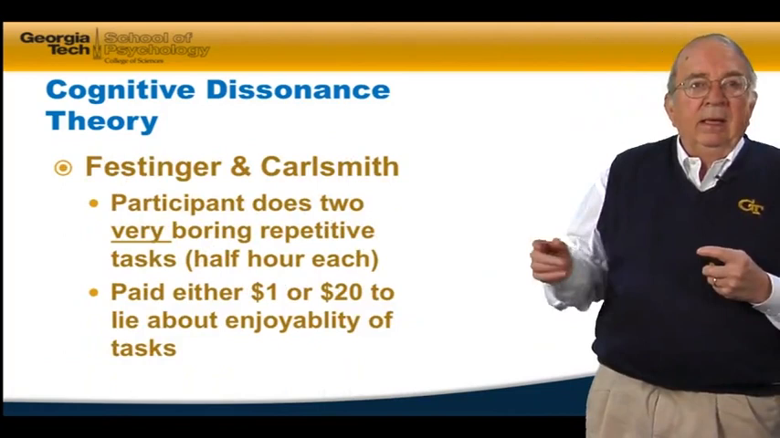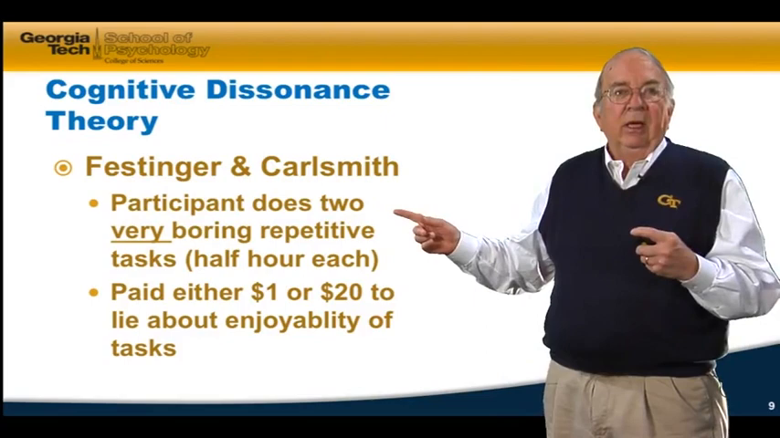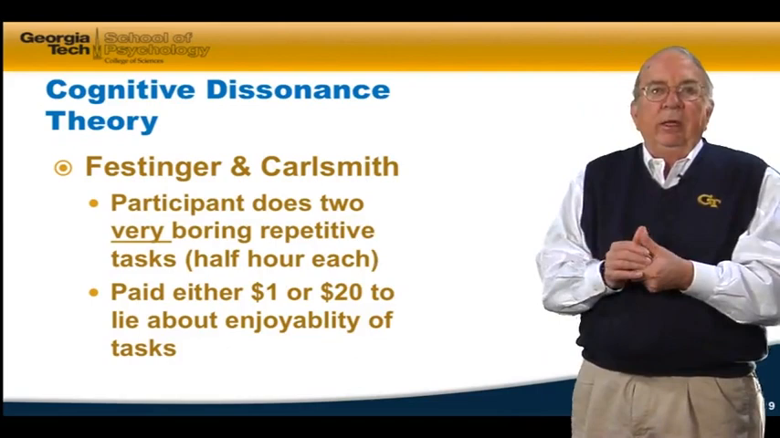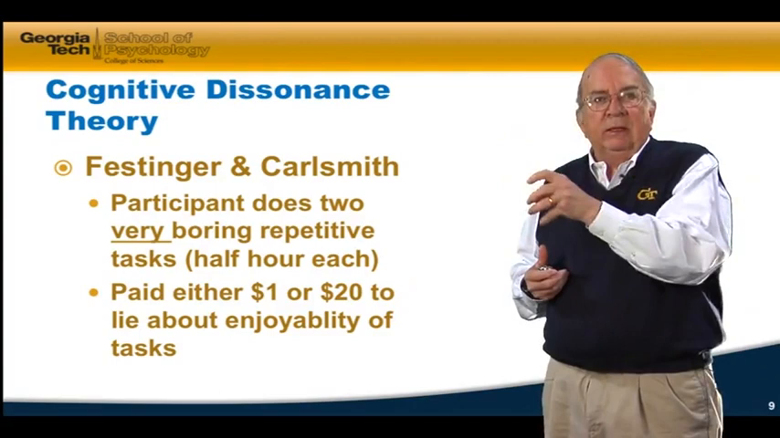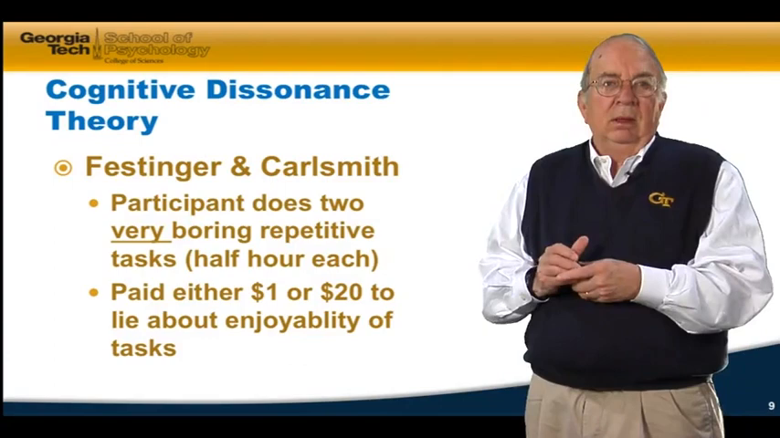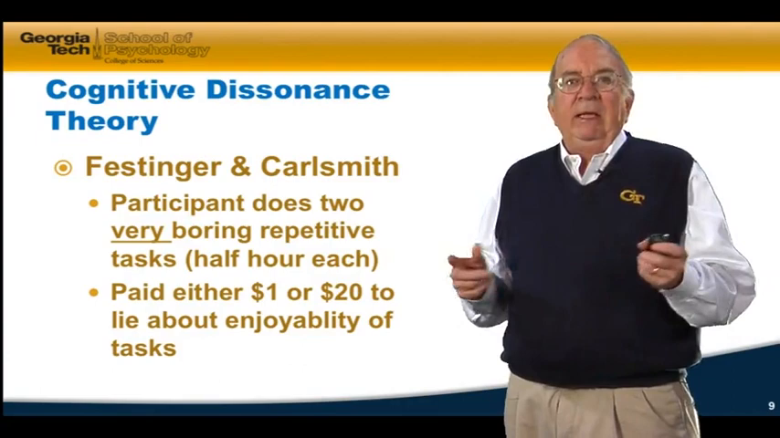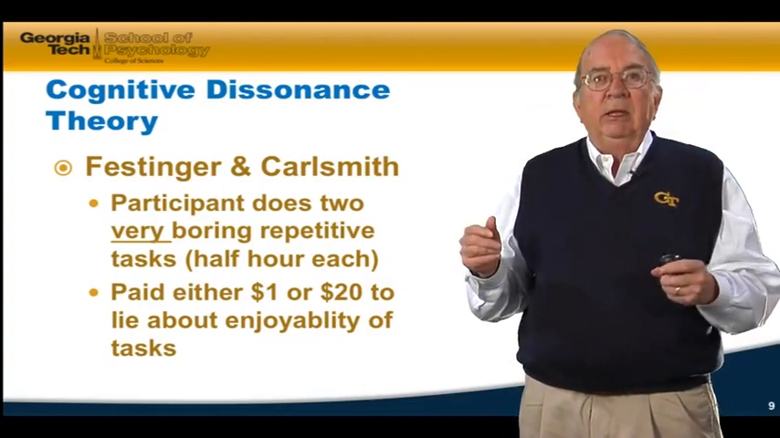Now, Festinger and Carlsmith did a very classic study in cognitive dissonance where they had participants do two very boring tasks: a half hour of turning little knobs on a board one quarter way over and over, a very repetitive task, and then removing things out of a basket and putting them back in. Very repetitive, boring task for a half hour each. And then he said, my assistant isn't here yet, and I have somebody waiting out there to be in this experiment that you just were in.